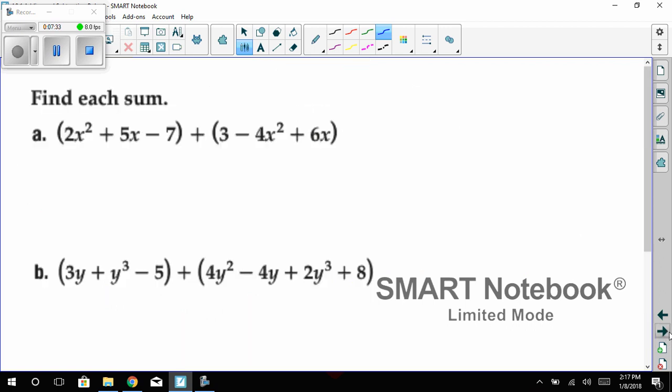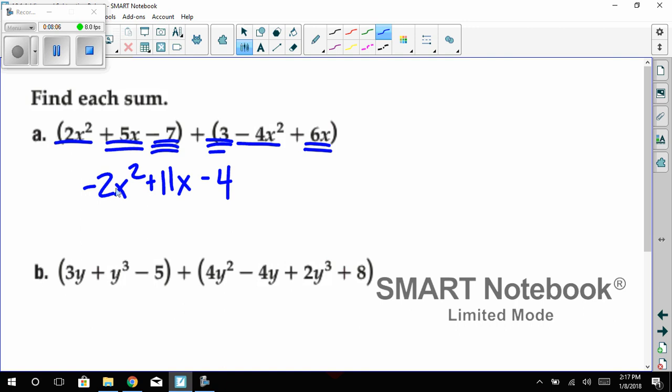Okay, next we're going to add polynomials. Adding polynomials is simply combining like terms. We're going to act like the parentheses aren't even there and just combine like terms. So the 2x squared goes with the negative 4x squared, so it's going to be negative 2x squared. The 5x is going to go with the 6x, giving me positive 11x. And the negative 7 is going to go with the positive 3. Negative 7 plus positive 3 gives me negative 4.